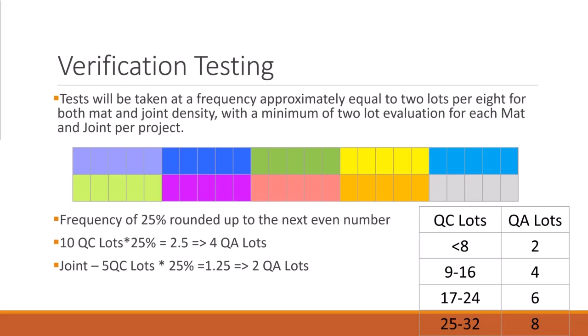So down here in the bottom right corner, there's a little example of your total lots that the QC does and how many you should do for QA. So if the contractor is doing 8 lots, you do 2. Anything from 9 to 16, the state will verify 4, and so on and so forth. So this is just a little easier way to look at it: 25% rounded up to the next even number.